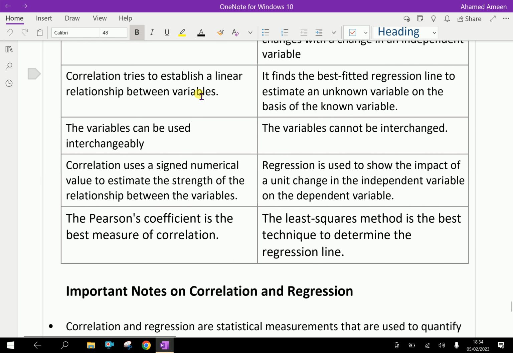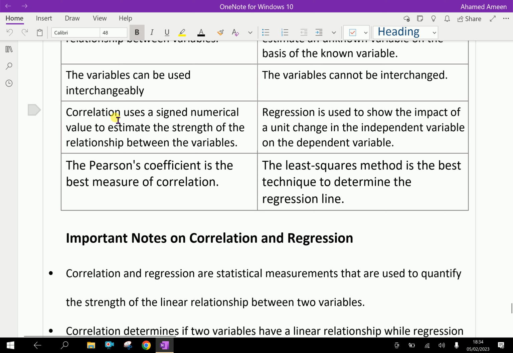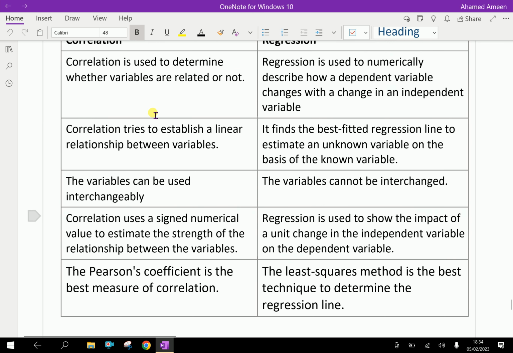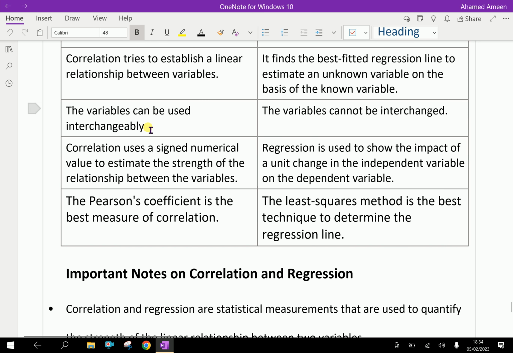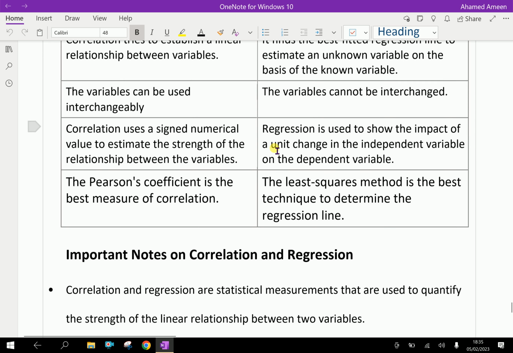Correlation tries to establish a linear relationship between variables. Regression finds the best fitted regression line to estimate an unknown variable on the basis of the known variable. In correlation, the variables can be used interchangeably. In regression, the variables cannot be interchanged. That means x and y are not interchanged; you have to use them as they are.